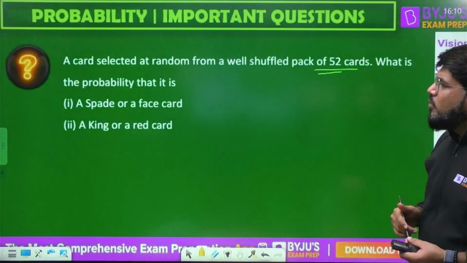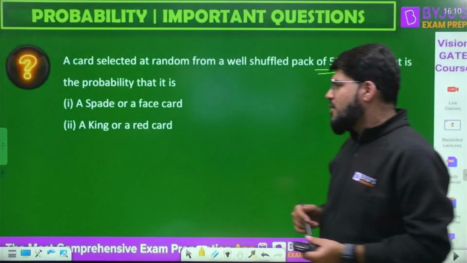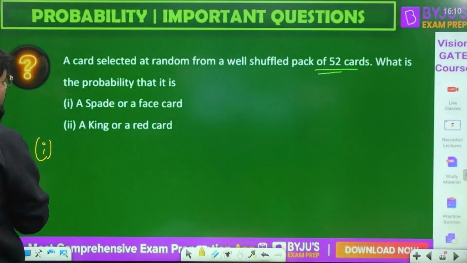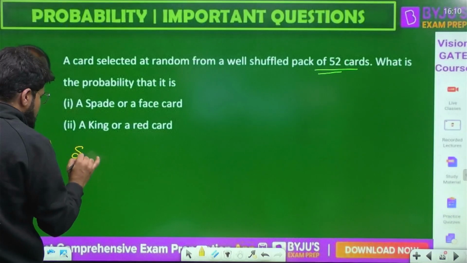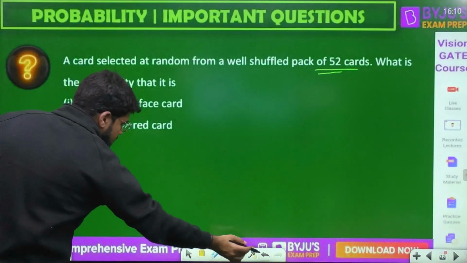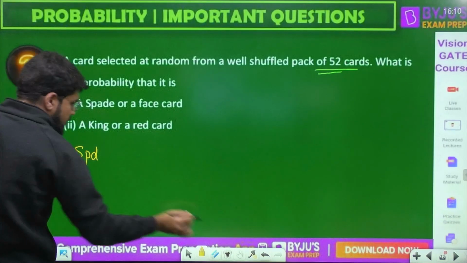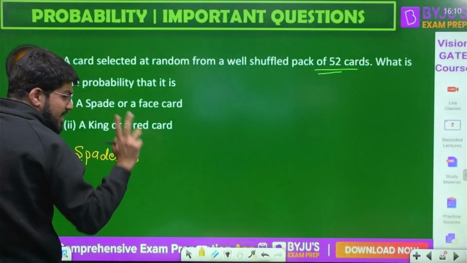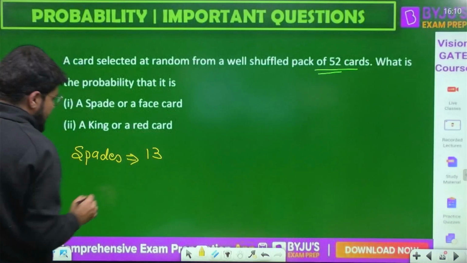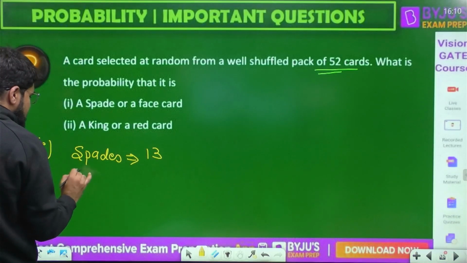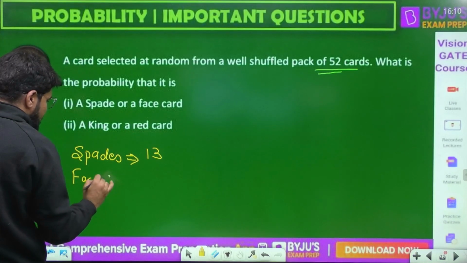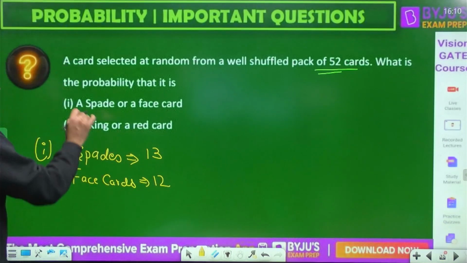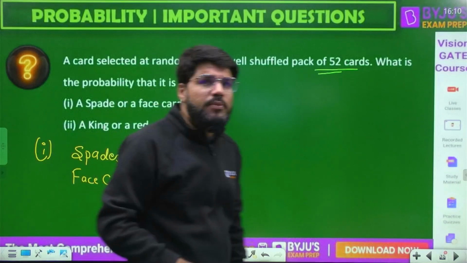Now here, what is the probability that it is a spade or a face card? We will solve the first question first. It is a spade or a face card. So how many spades are there? Spade is a suit, so there are 13 spades. Then, or it is a face card. How many face cards? Just now I explained: there are a total of 12. So should I say total face cards or spades will be 25?